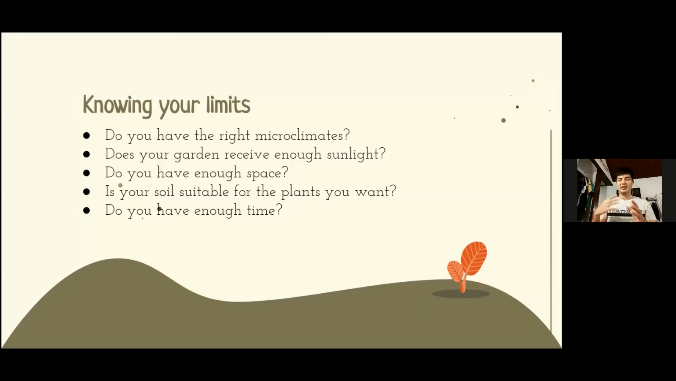So the last thing to ask yourself is whether you have enough time for your garden. If you don't have enough time, then even if you have a lot of great ideas, you want to put a feeding station, create a pond, plant a lot of species, see birds, see squirrels, then it might not be possible. So try to know all this and try to manage your time.